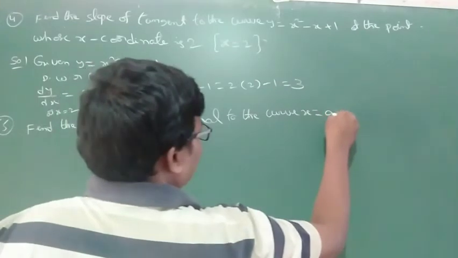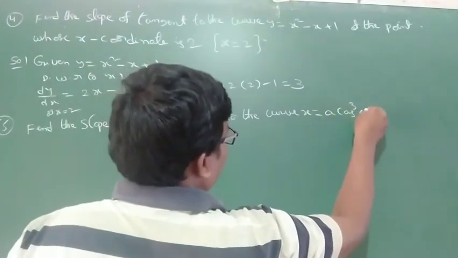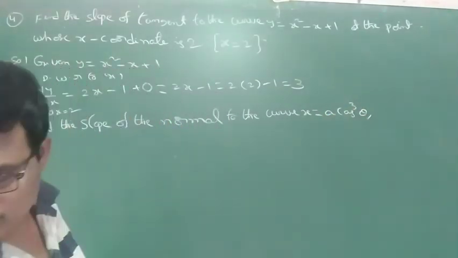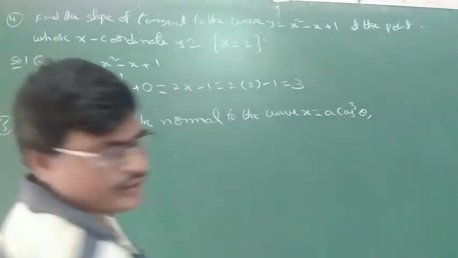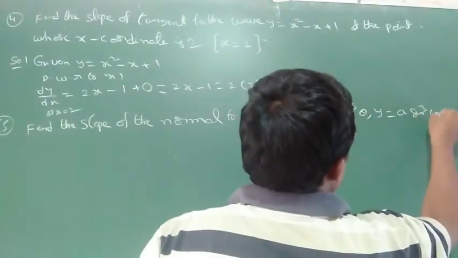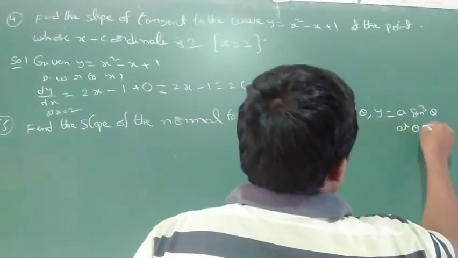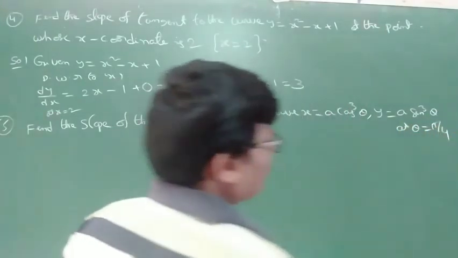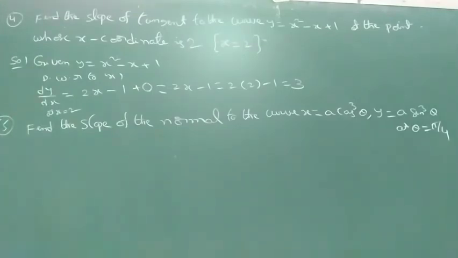x is equal to a cos cube theta, y is equal to a sin cube theta, at theta is equal to pi by 4. This is the indirect problem. This is parametric differentiation in derivatives. So first of all, the solution.